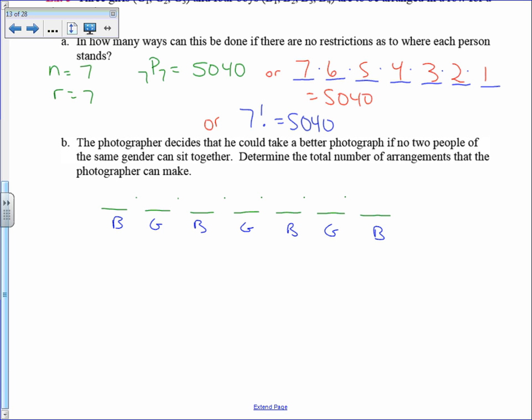For the boys, there was 4, n equals 4. And for the girls, there was 3, n equals 3. So for the boys, there's 4 ways to choose the first one, then 3 to choose the second one, then 2 to choose the third one, then only 1 way left. And for the girls, 3 to choose where the first girl sits, 2 to choose the second, and 1 to choose the last one. So you'd just be multiplying those numbers out.